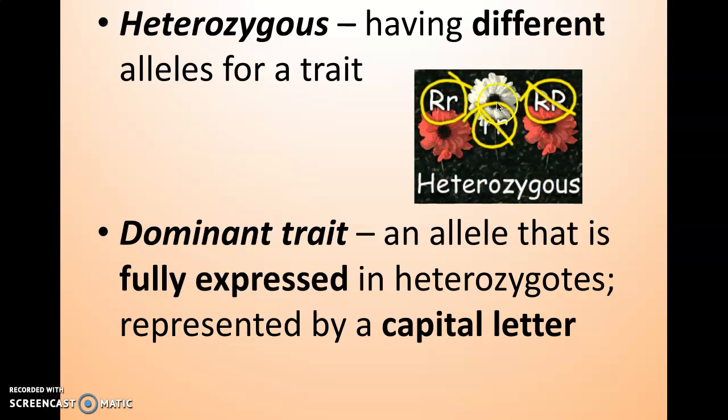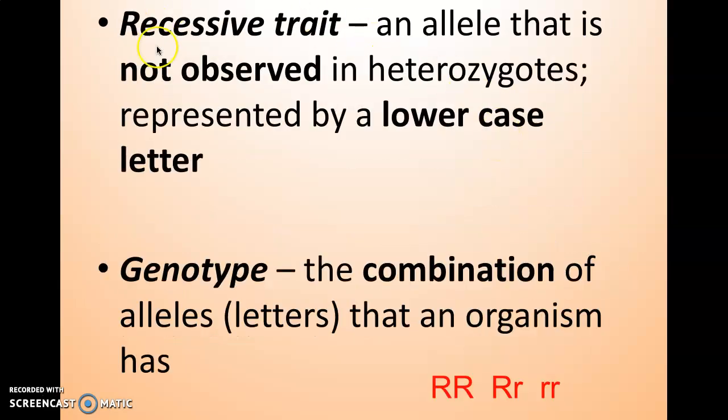An organism needs to have both recessive alleles, or both lowercase letters, if it's going to show the recessive trait. And that's what is said right here, right? Your recessive trait is not observed in heterozygotes, so if you have a capital and a lowercase, you don't see that trait, and it's represented by your lowercase letter.